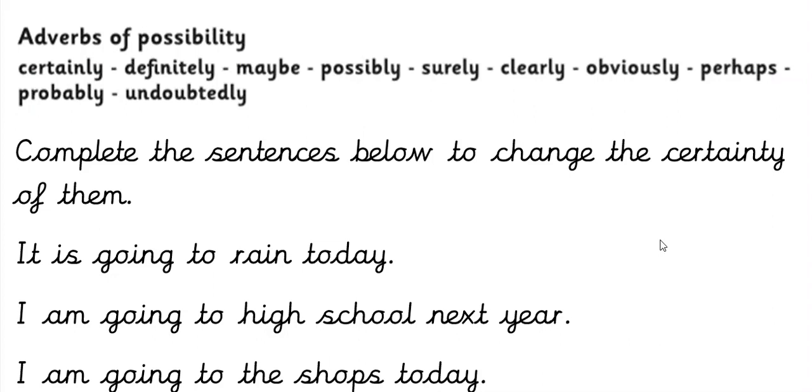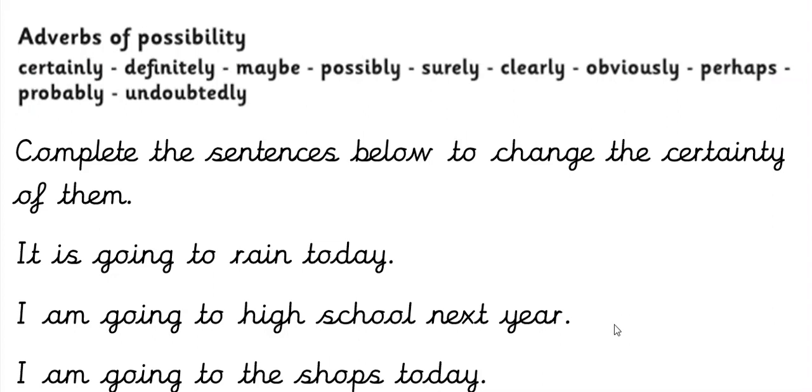Okay, there are lots of variations that you could have done, but as long as your sentence is grammatically correct and you have added one of these adverbs of possibility, then I'm sure you got them correct. So I'll do a few examples for you. I've done some for the first one. So for the second one, I am going to high school next year.